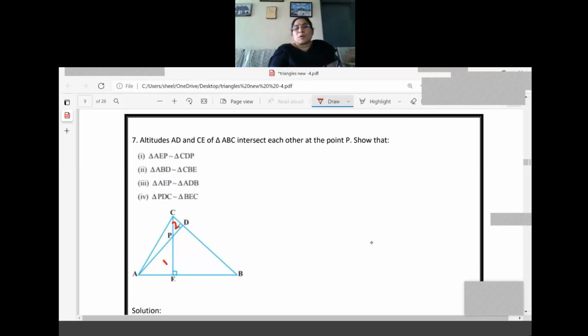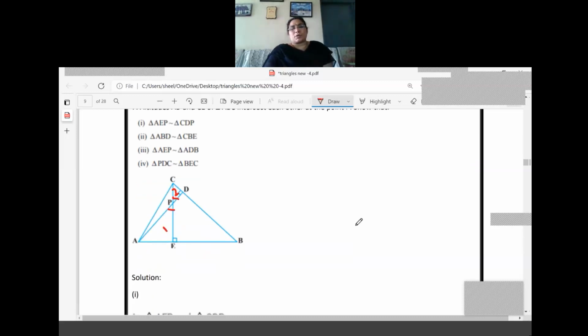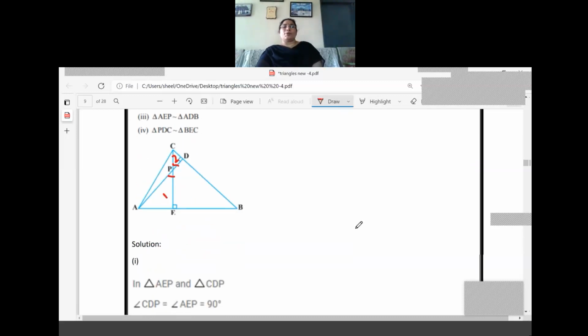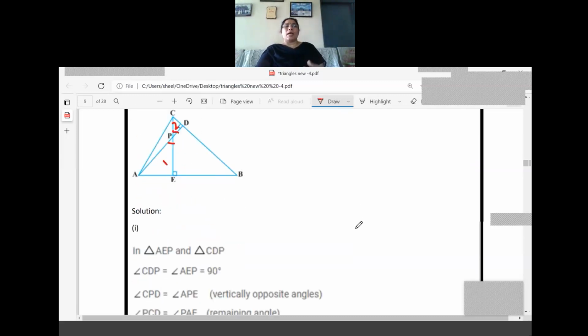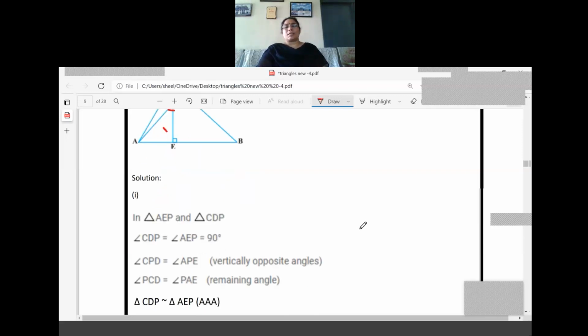Already 90 degrees is marked in the diagram. So one angle is common there, angle E and angle D. Now if you go for angle P, that is also equal because they are vertically opposite angles. So in triangle AEP and triangle CDP, angle D and angle E are 90 degrees, and the next one is the vertically opposite angle. The remaining angle I have written here is not required. We can find it with the two also.